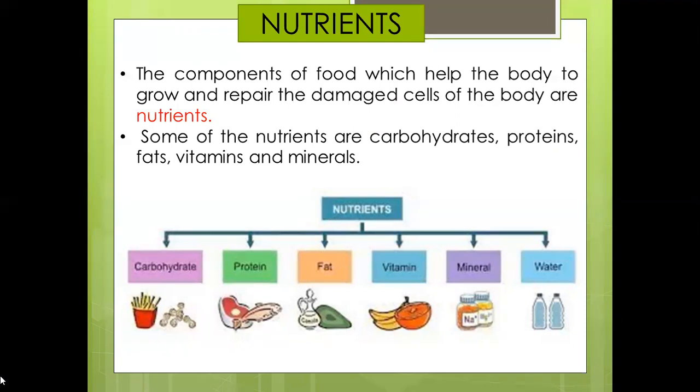Some nutrients are carbohydrates, proteins, and fats, as shown here. So these are some of the nutrients. Children, see this chart. Here also are the nutrients which are written: carbohydrates, proteins, fats, minerals, vitamins, and water.